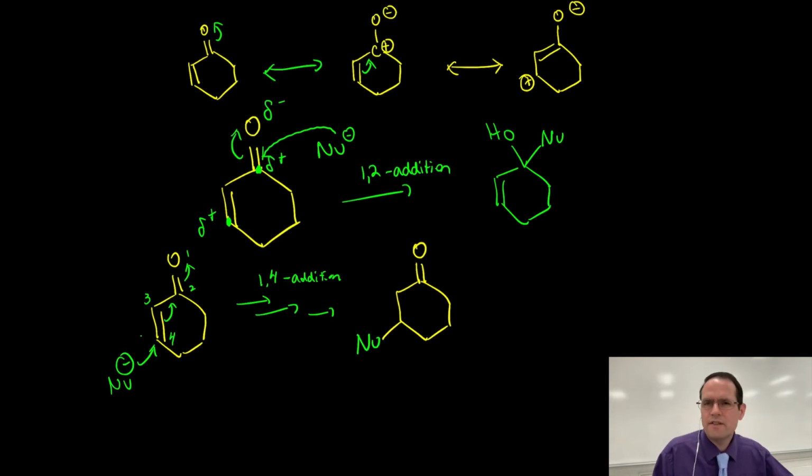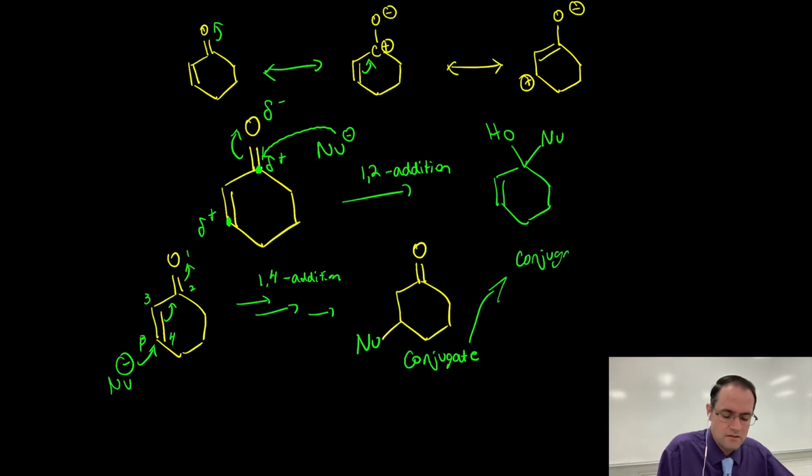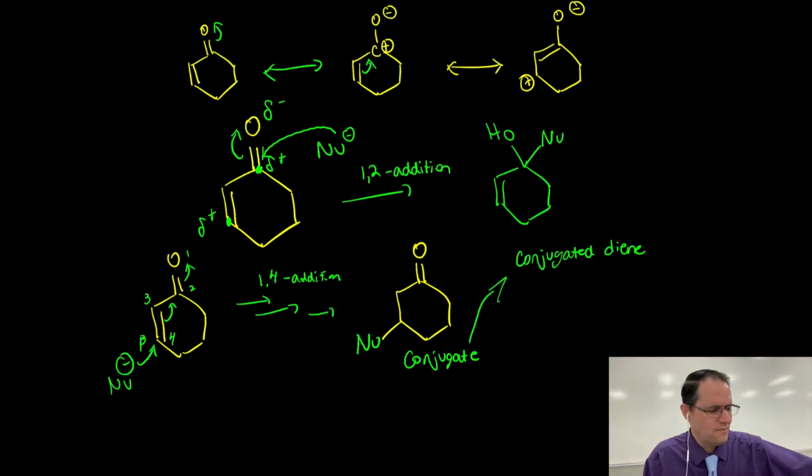So when the nucleophile attacks the beta carbon, we call this a conjugate addition, and we use this word from a conjugated diene. If all of this doesn't make sense, don't worry too much. We don't need to really review conjugated dienes or anything like that for this. So let's discuss some of the features here.